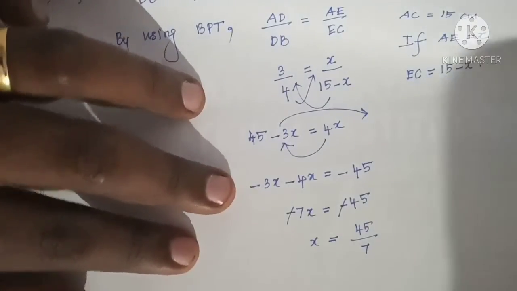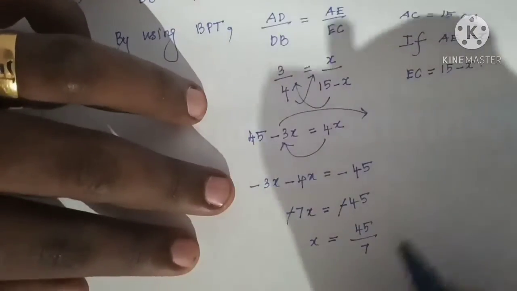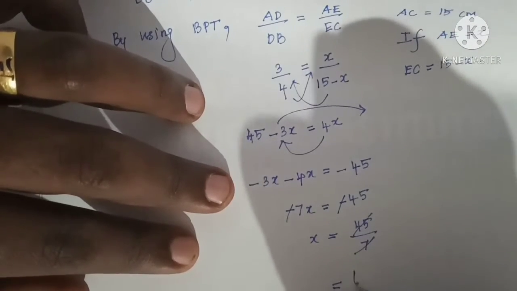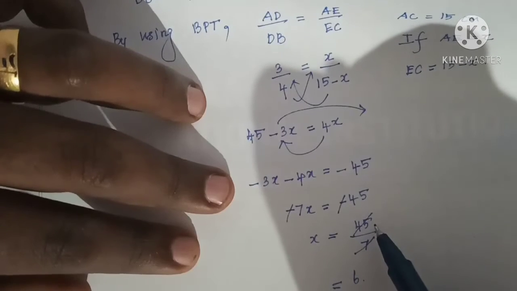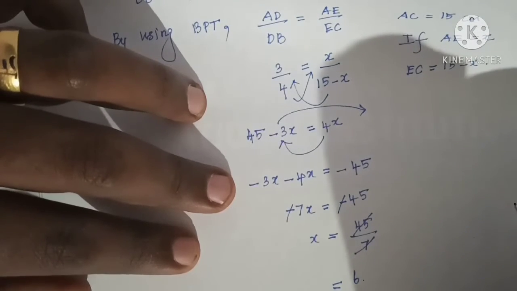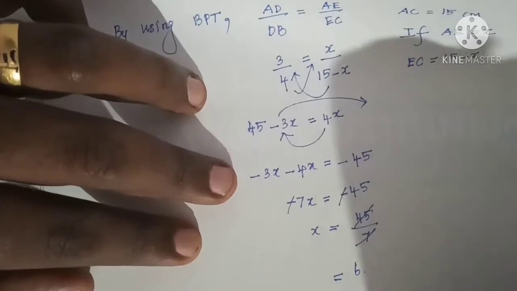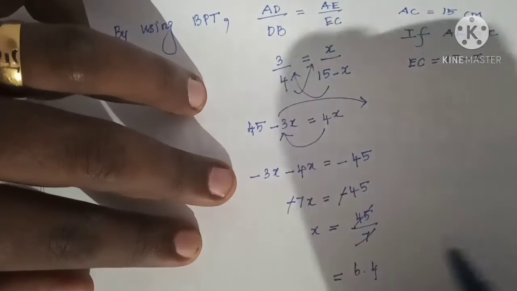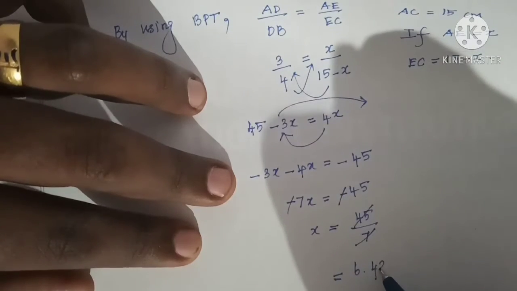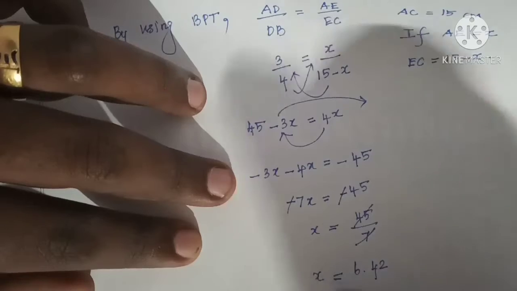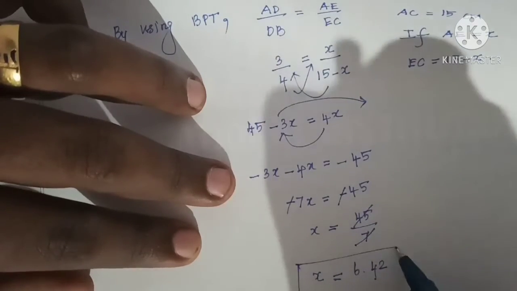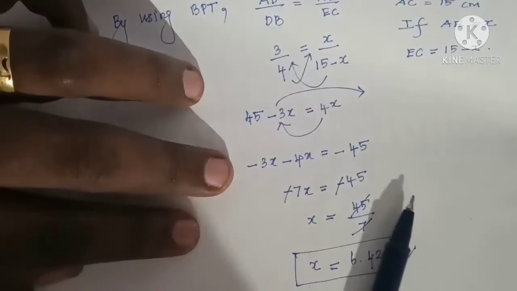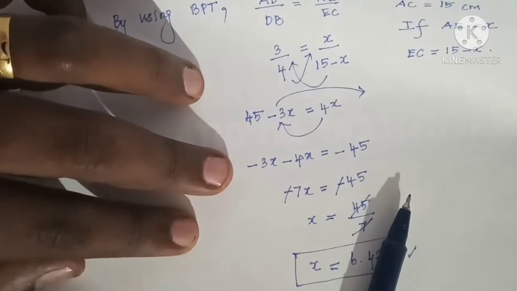45 divided by 7: how many times? 6 times, 6 sevens are 42. Remaining 3. If you add 0 it becomes 30. In 30 there are 4 sevens, 4 sevens are 28, remaining 2, 20, so there are 2 sevens. So the value of x is equal to 6.42 approximately.